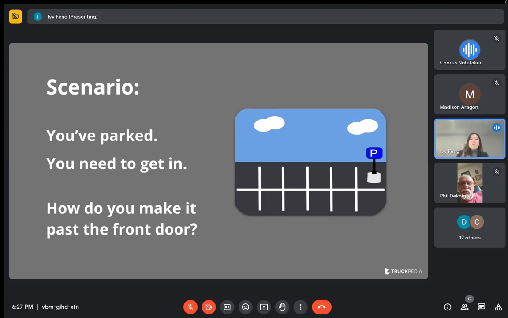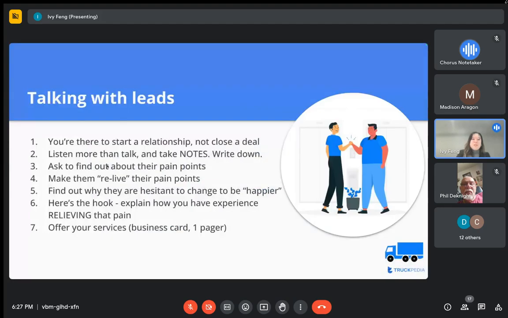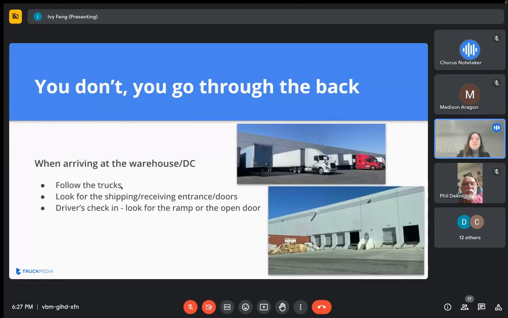So how do you actually make it past the front door? And you're probably going to laugh at me when I tell you: you don't go through the front door, you go through the back. So why not the front door? Again, the gatekeeper or the receptionist is there, and their job is to keep you away from bothering their people from working. So we want to make sure we talk to the decision maker.